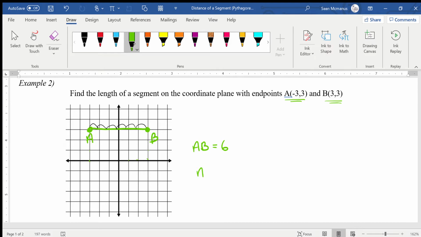I do not want to say it like this, AB with the bar equals 6, because AB with the bar is indicating the name of the segment, not the length. So I wasn't too big a stickler for that in Unit 7 because we were just learning about it, but we should start to get that notation down now. So find the length of the segment on a coordinate plane. Pretty straightforward, right?